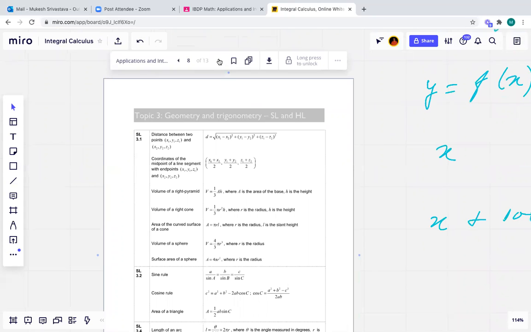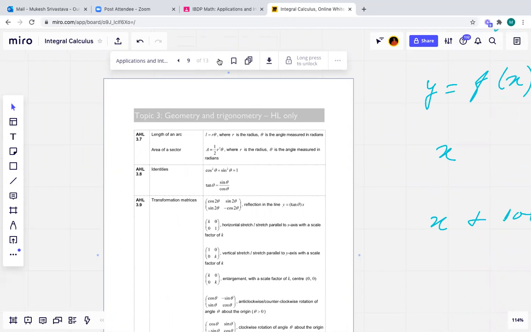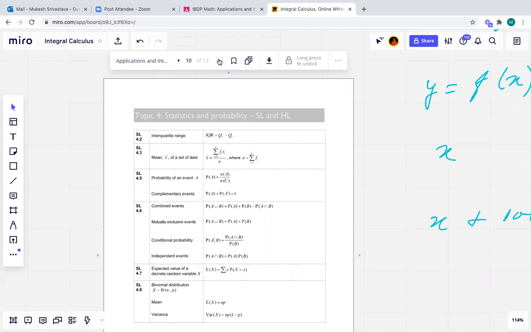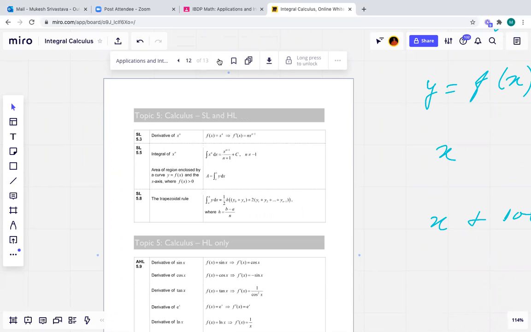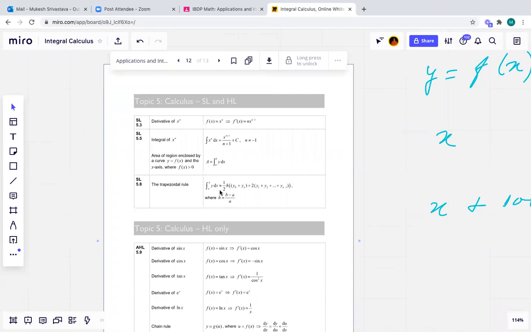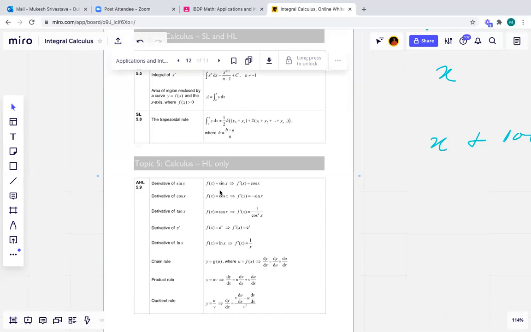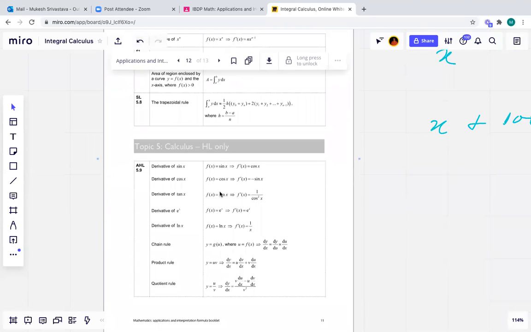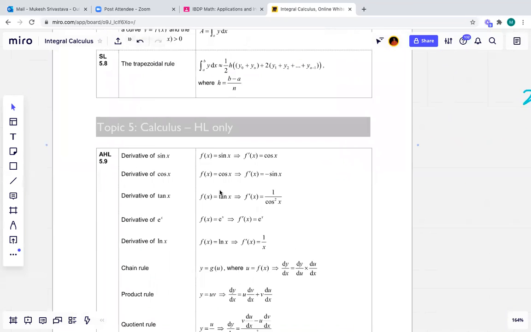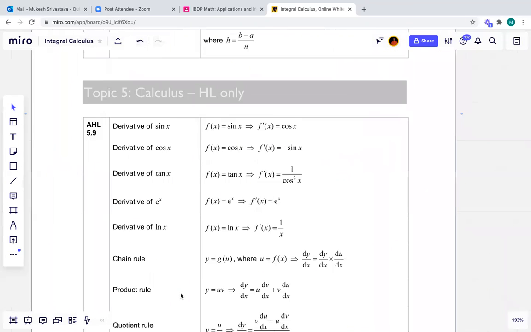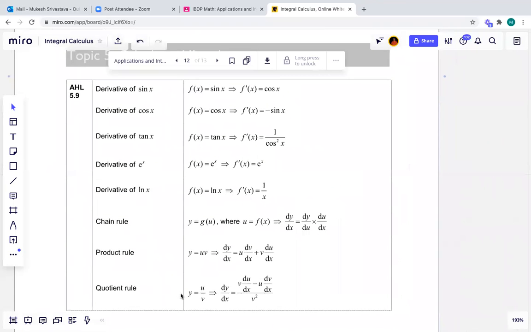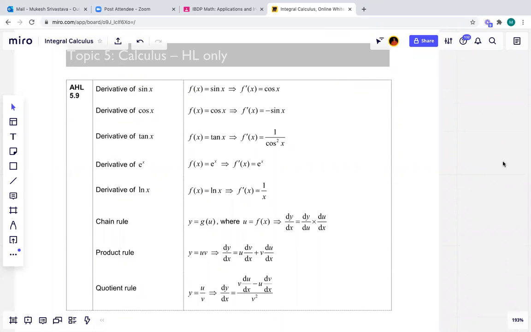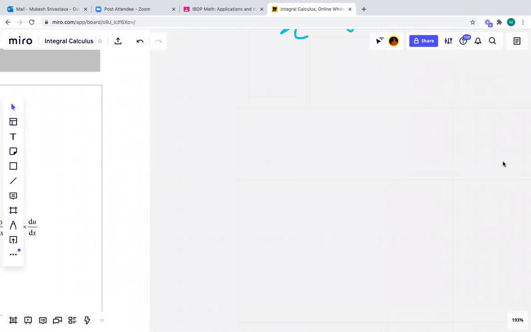I'm just saying to what extent the formula booklet will be helpful. Have I made you the formula booklet? Okay, sin x. We have it here: sin x, cos x, tan x, e raised to x, ln x, and chain rule. I just wanted to confirm this. So whatever we have readily, we will use that. Okay, we start with differential calculus in that case.